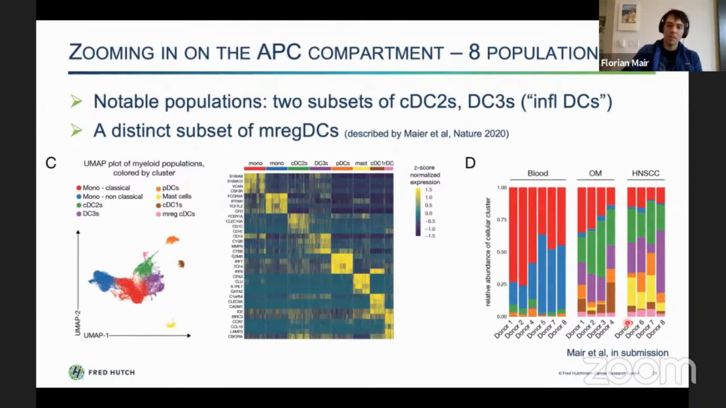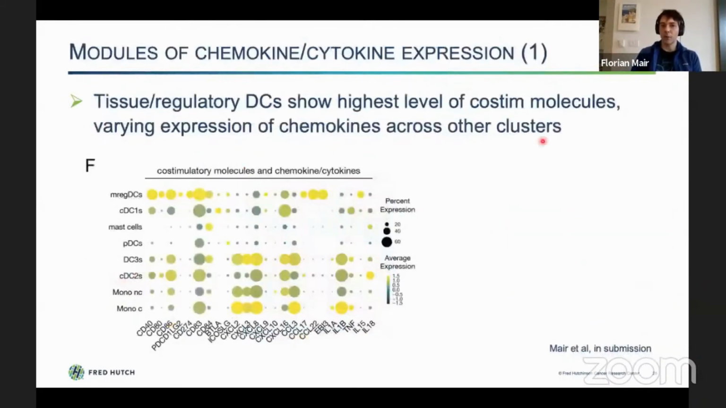Now that we basically mapped out which cells are present, the question that we asked is, okay, how does it look in terms of functional profile? And for this, we first made this plot here, which is a dot plot where the size of the dot shows you the percent expression of a particular transcript among a given cluster, and the heat map scale would show you the average expression level of that transcript. And then we plotted key co-stimulatory and co-inhibitory receptors like CD40, CD80, PD-L2, PD-L1, a couple of key chemokines, a couple of key cytokines.